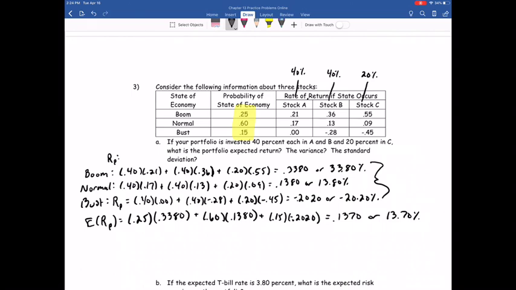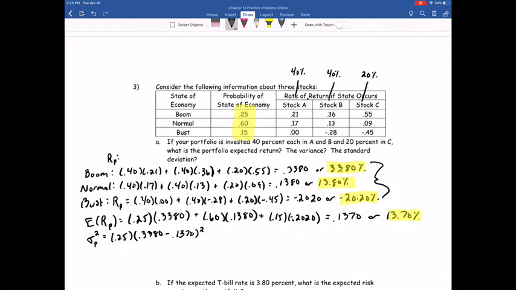Once again, the variance is the squared deviations from the expected return, and we multiply that by the different probabilities of these different events occurring. So let's calculate the variance of the portfolio, a 25% probability of a boom economy. In a boom economy, we're going to be utilizing these values in comparison to the expected return overall. So in a boom economy, it would be a 33.80% return minus the expected return of the portfolio as a whole.